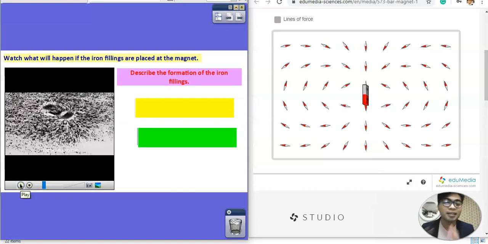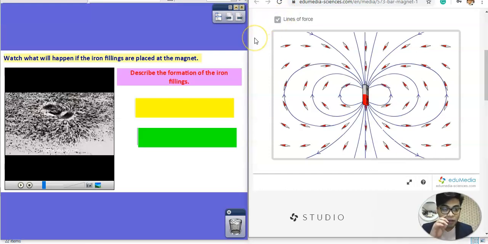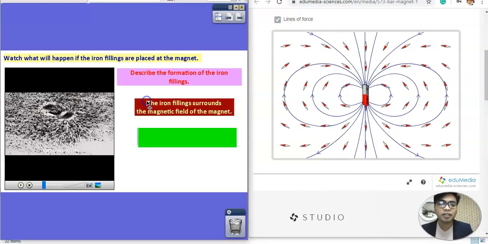Okay, I'm gonna pause it just right over there. So look, is the pattern in here similar to the one here? Exactly, it's similar. So we call this the line of force of your magnet. So describe the formation of the iron filings.